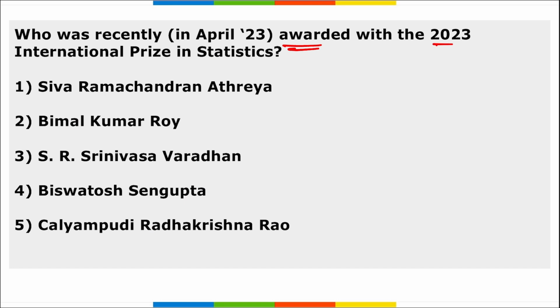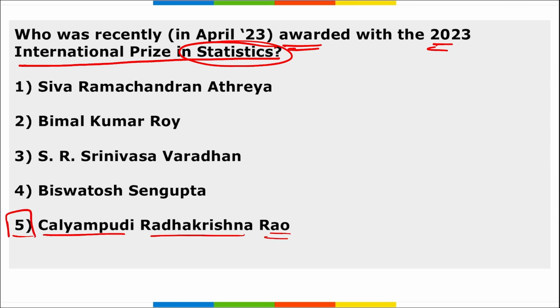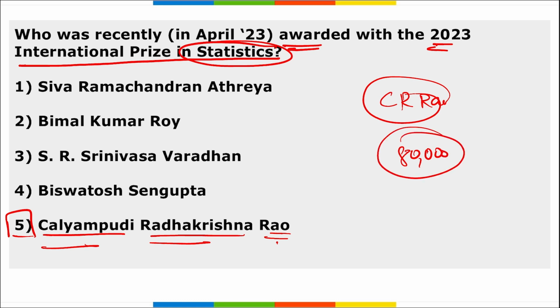Next, who was recently awarded the 2023 International Prize in Statistics? He is Calyampudi Radhakrishna Rao. He is an Indian American statistician who has been awarded the 2023 International Prize in Statistics. Also, C.R. Rao is the short form for Calyampudi Radhakrishna Rao. C.R. Rao will receive 80,000 US dollars as prize money. Also, the government of India honored him with the Padma Bhushan in 1968 and the Padma Vibhushan in 2011 or 2001 for science and engineering.